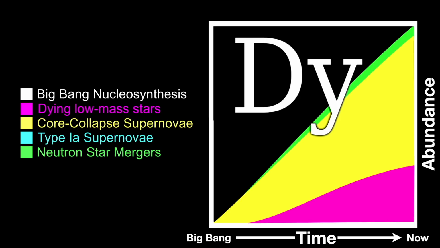Note, the dysprosium produced by dying low-mass stars, the magenta area, doesn't get started until a bit later in the history of the universe. That's because low-mass stars exhaust their nuclear fuel much more slowly, and they last a long time before they start dying.